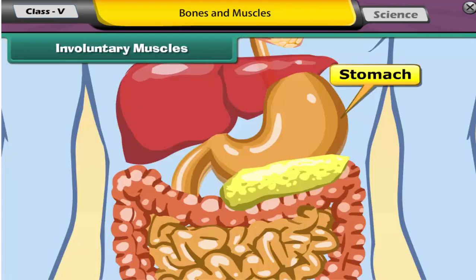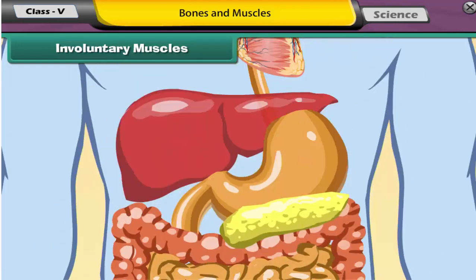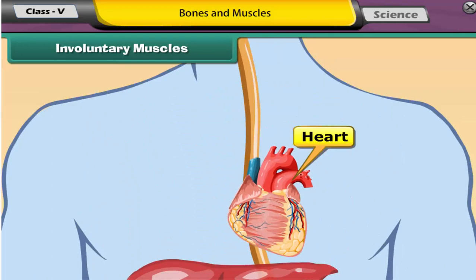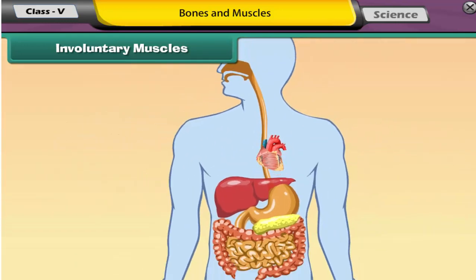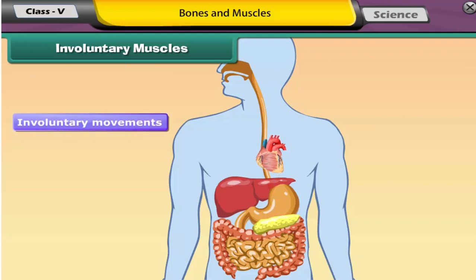The functions of the stomach, intestines, heart go on in a fixed manner. The functioning of these organs is not dependent on our wishes. Such muscles are called involuntary muscles, and their movements are called involuntary movements.